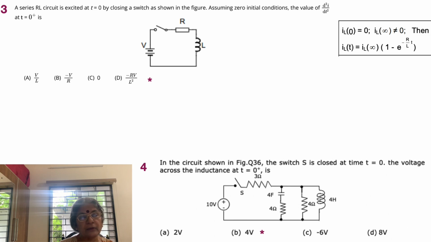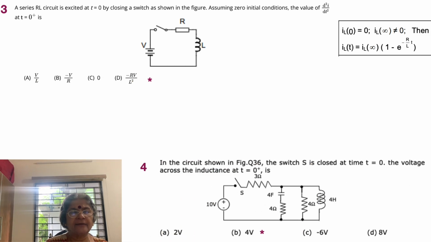For the inductor, it is a current multiplied by 1 minus e raised to minus t by tau, where tau is the associated time constant. And what is the current? Current is the final current that is going to flow through the inductor. In this case, it's given by V by R, because the inductor is going to be a short. Once the voltage is applied, the resistor alone remains once steady state has arrived.